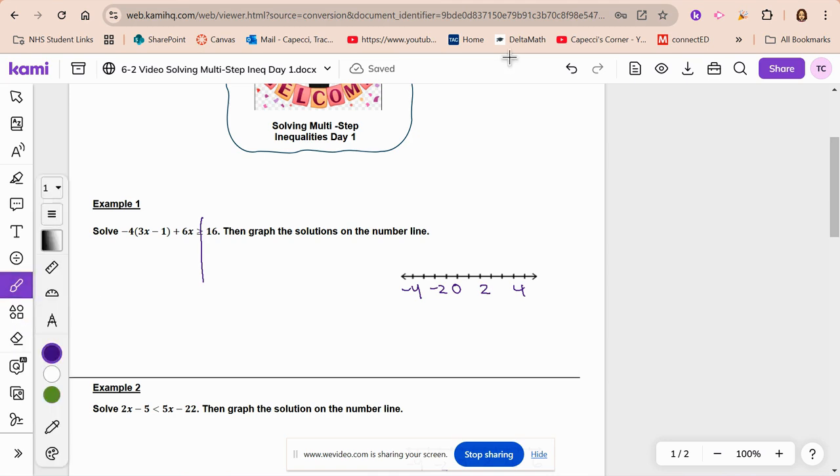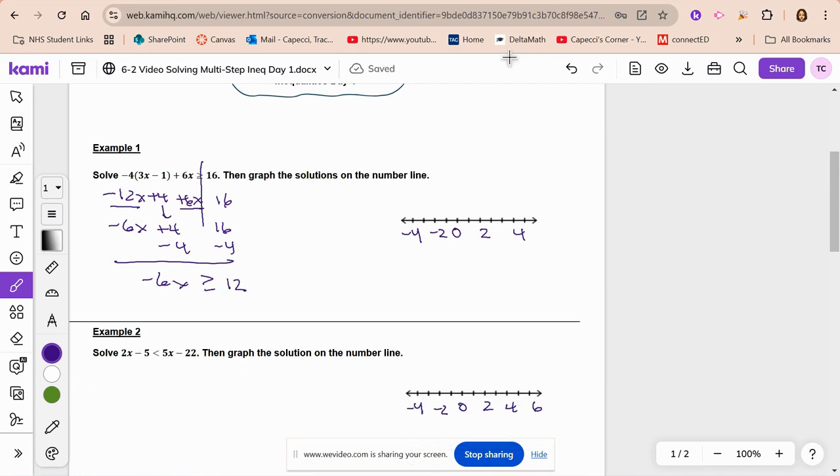So I have to distribute, so I have negative 12x plus 4 plus 6x, and the other side is 16. Now I can combine my negative 12x and my 6x. That gives me negative 6x. I'm going to bring down that plus 4 and bring down that 16. Okay, I'm going to subtract 4 from either side. And I have negative 6x is greater than or equal to 12.